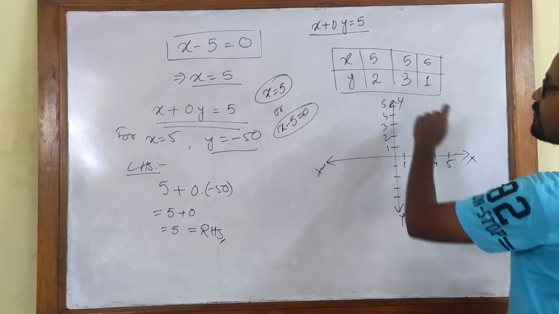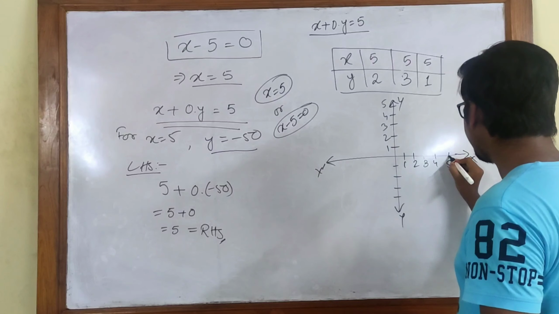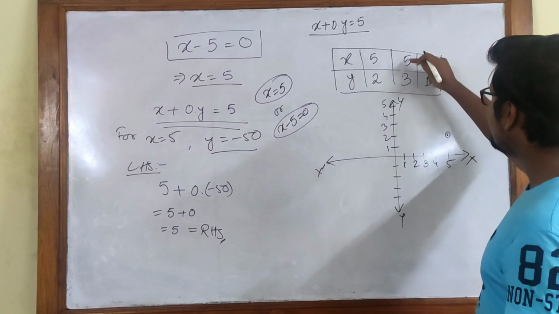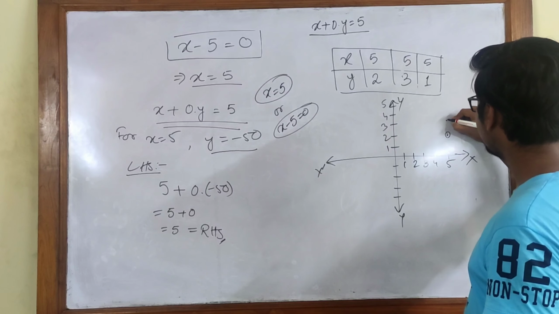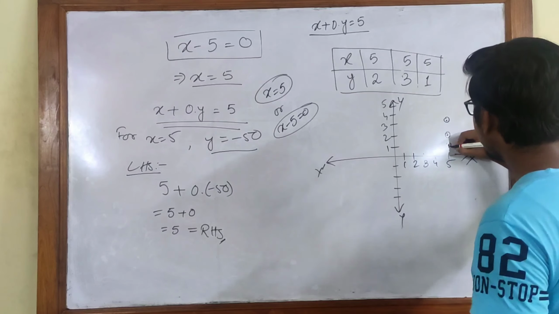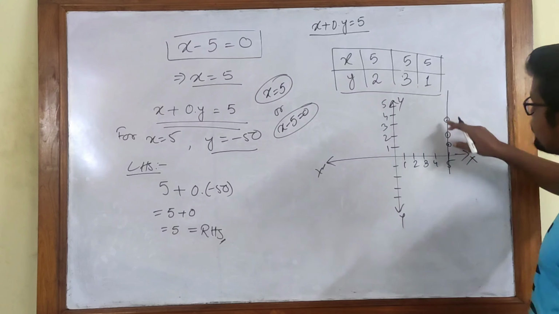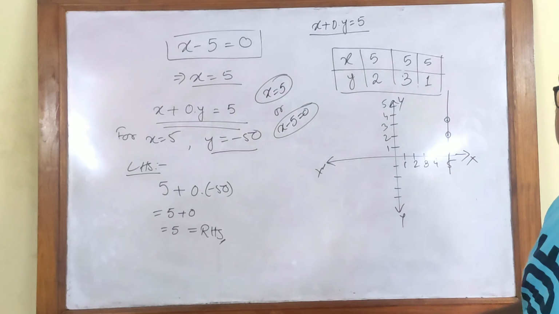So the first point is 5, 2. Then we have 5, 3. Then 5, 1. If I join these lines, it will always be parallel to the y-axis.